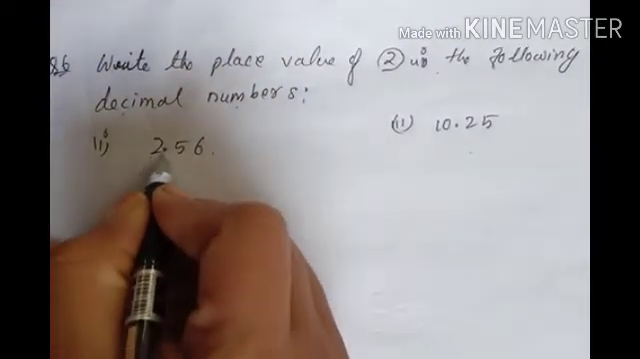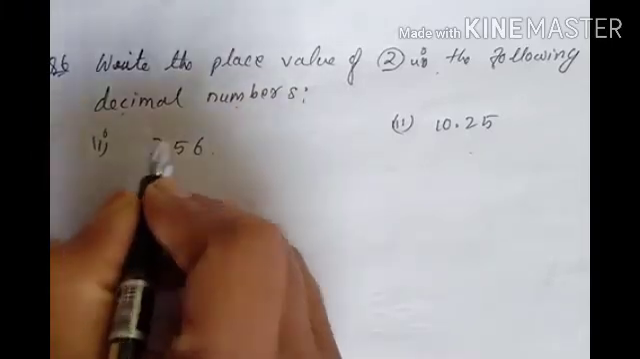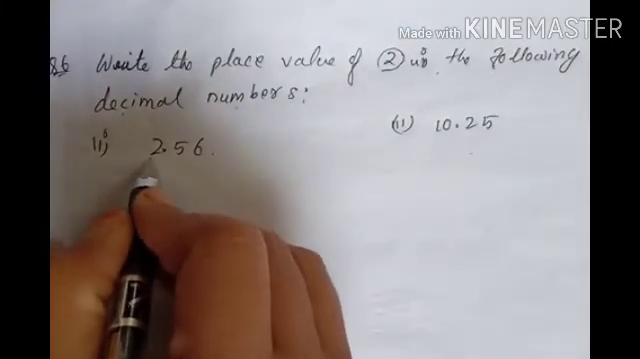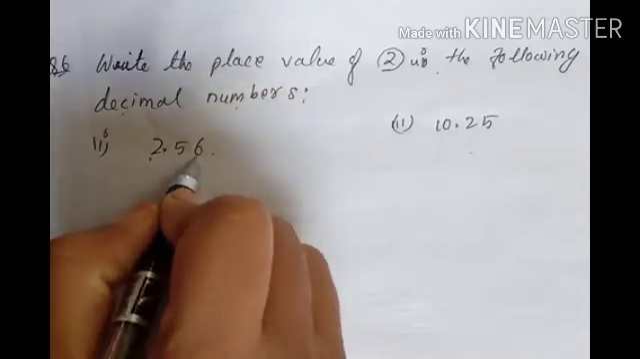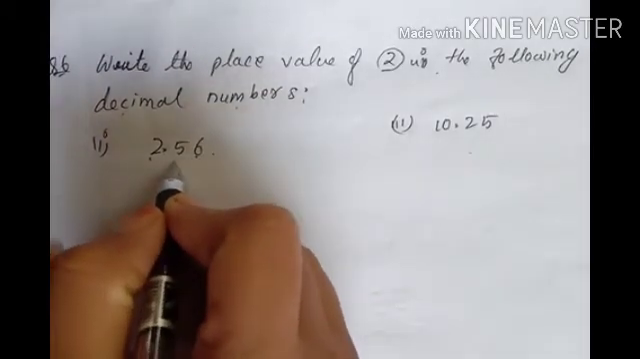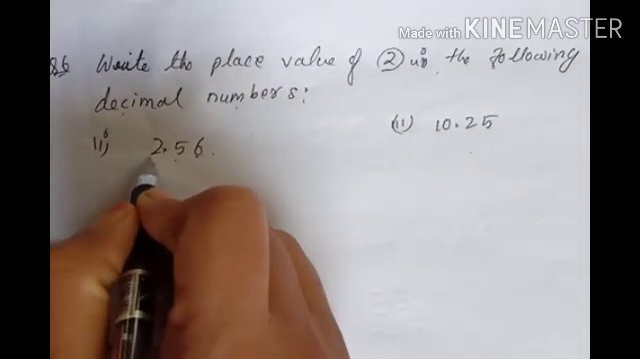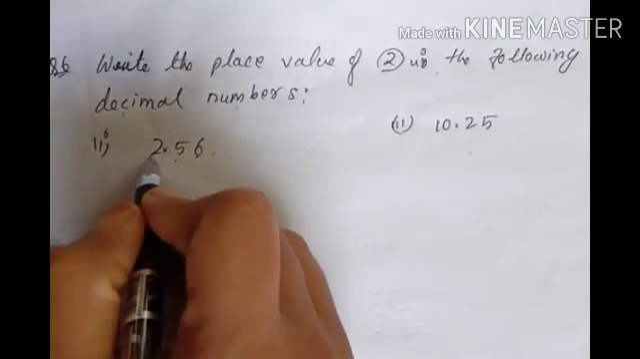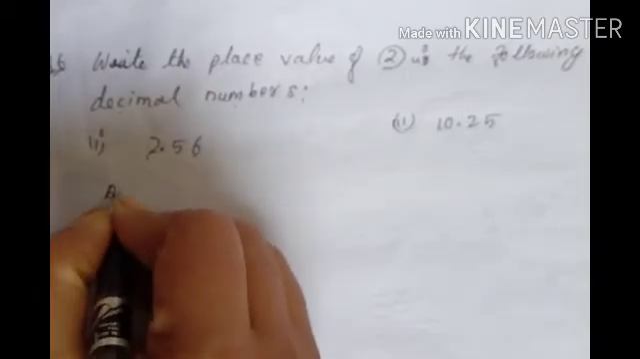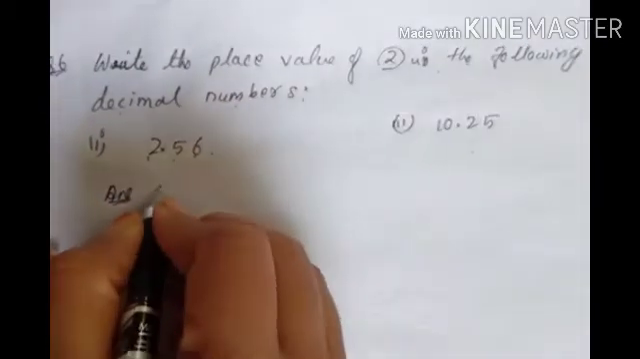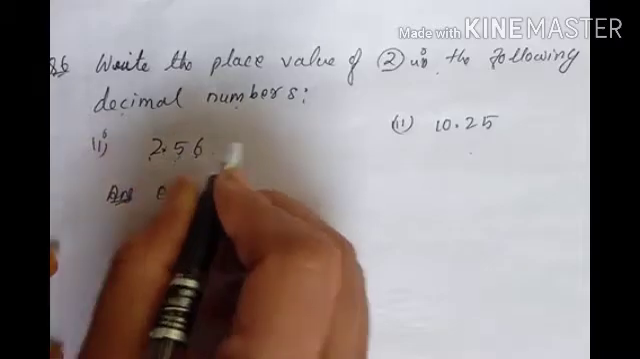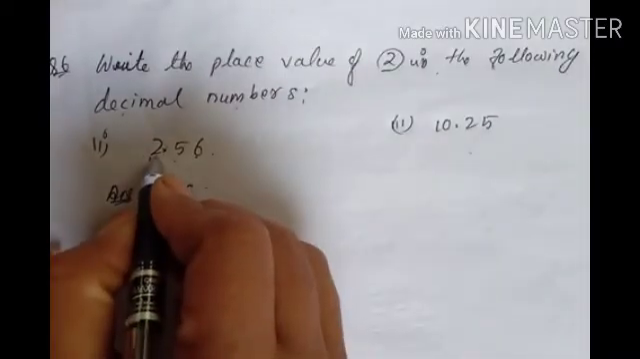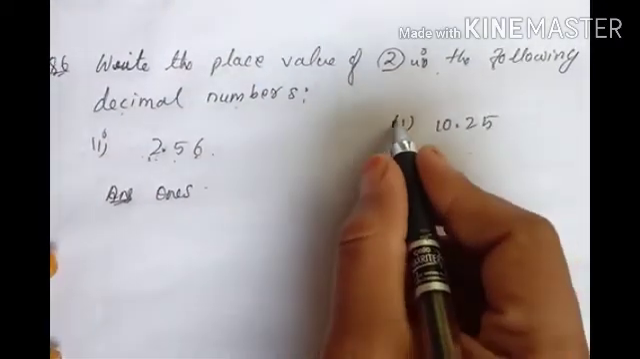Question number 1, 2.56. Now you have to write the place value of 2. Now 2 is in which place? This is 100, this is 10, isn't it? Now this is ones. Before the decimal you will count ones. So the answer for this question will be ones. Okay, you have to write the place value. So the place value of 2 is ones. In the one place it is there. Now question 2 is your homework.